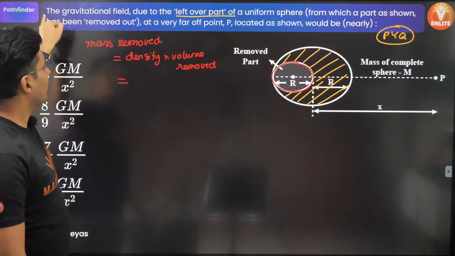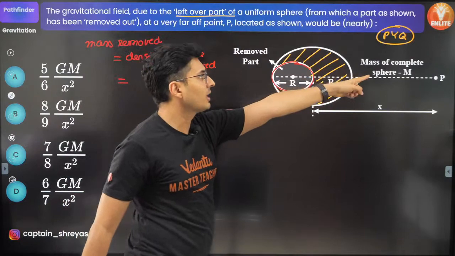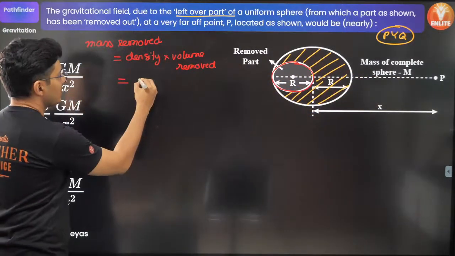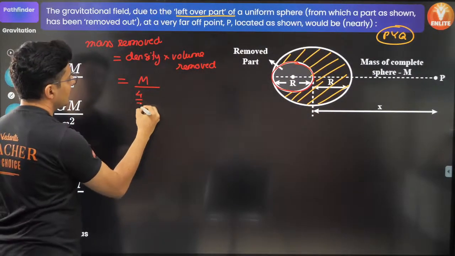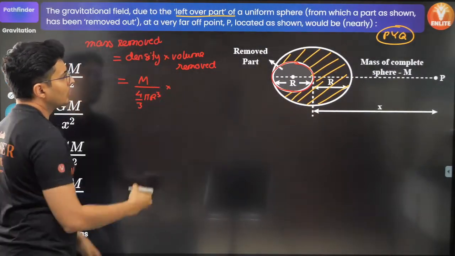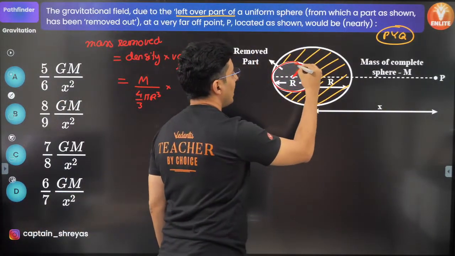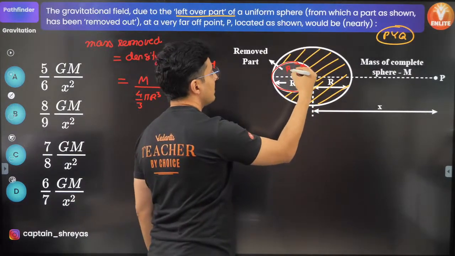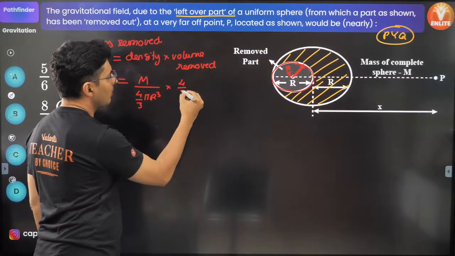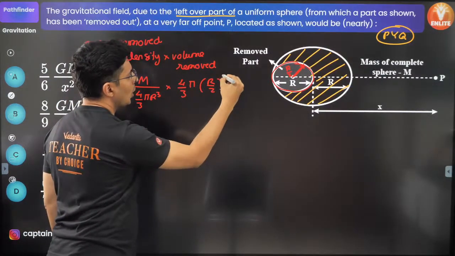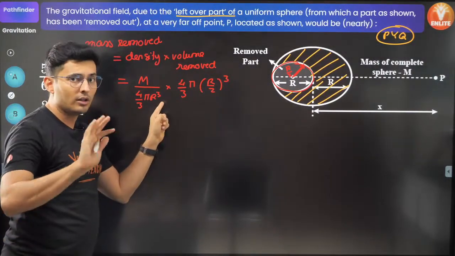Look at this. The gravitational field at this point. M is the initial mass, I believe. The mass of the complete sphere is M. So total mass is M. Total volume is 4 by 3 pi R cube, into the volume which is removed. For that, you need this radius. The diameter is R, so the radius will be R by 2. Hence, the volume which is removed will be 4 by 3 pi, R by 2 whole cube. 4 by 3 pi cancels. R cube also cancels.